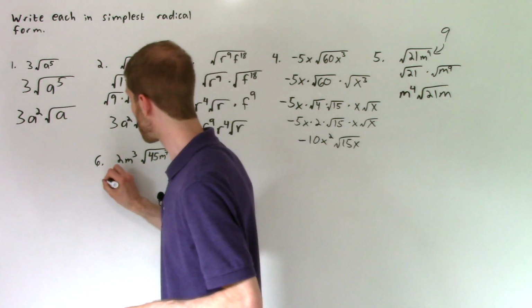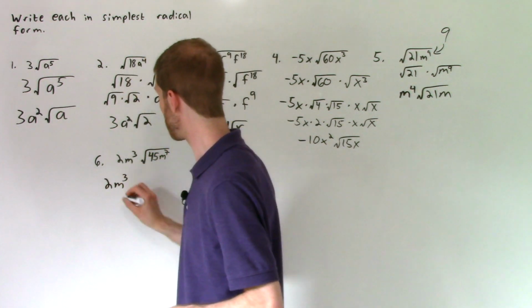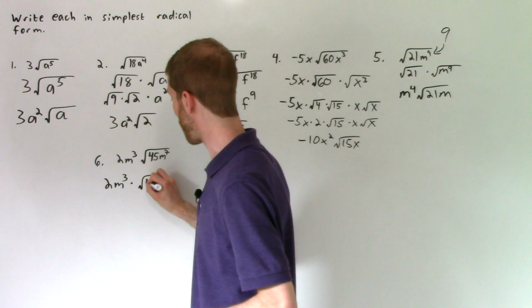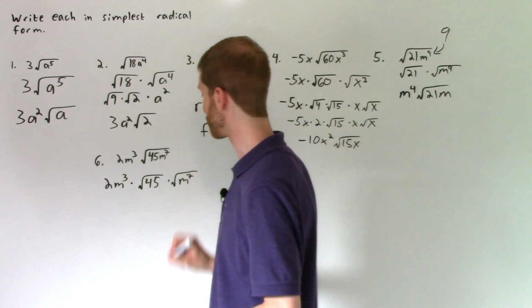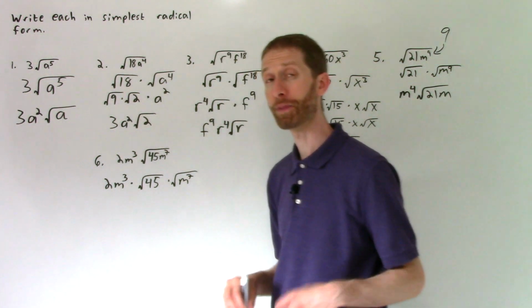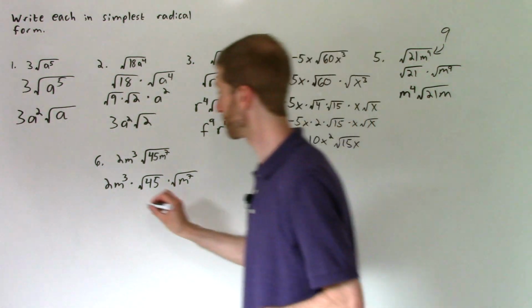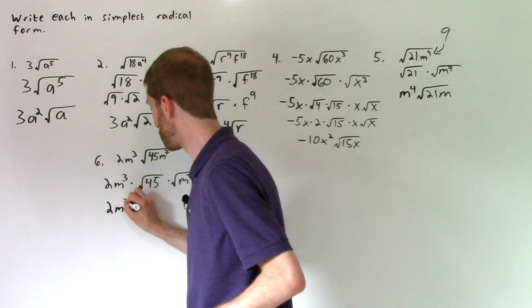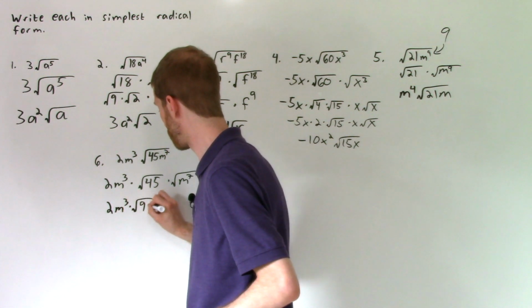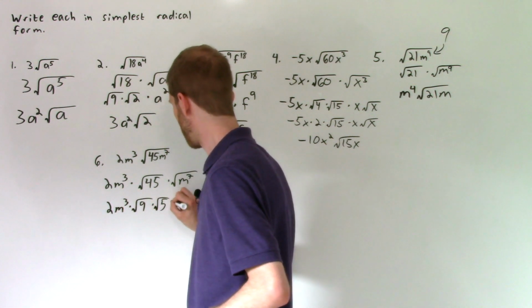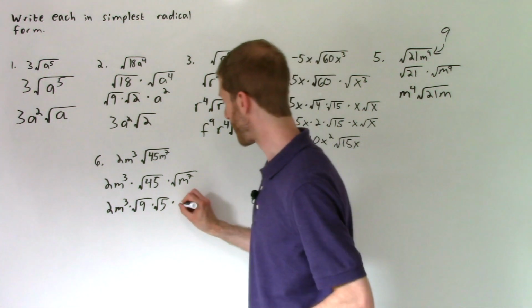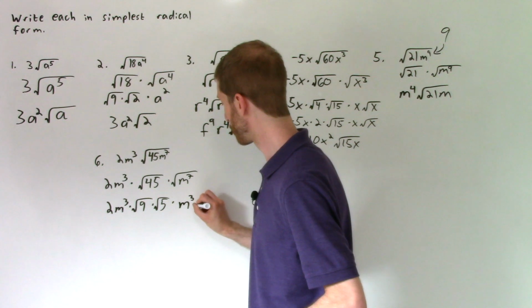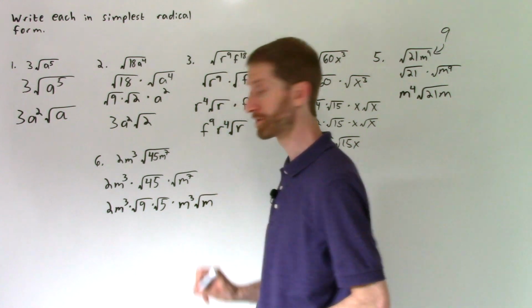So 2m cubed is already on the outside, there's nothing left to do with it, times the square root of 45 times the square root of m to the 7th. Let's deal with each piece. Well, the square root of 45, the biggest perfect square that goes into that is 9. So I have 2m cubed times the square root of 9 times the square root of 5 times, now if I divide 7 by 2, that goes into it 3 times, m cubed, with a remainder of 1, so m.